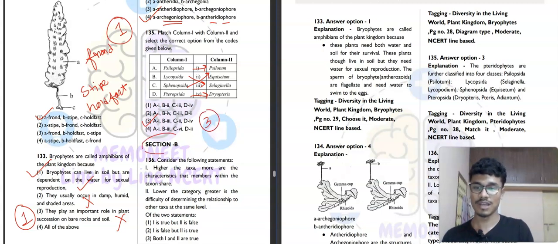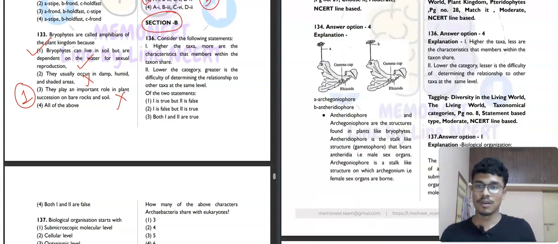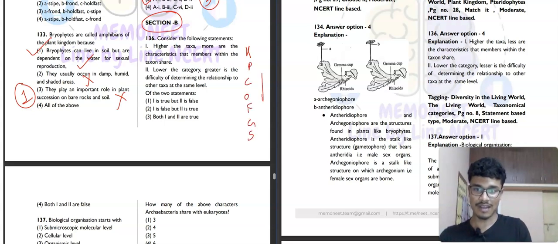Now we will move towards Section B, question number 136. Consider the following statements. Higher the taxa, more are the characteristics that members within the taxon share. Here we will also use that OG trick, KPCOFGS. Higher the taxa, it is saying, the more characteristics that members within the taxon share. No. Higher the taxa, fewer the characteristics that members within the taxon share.